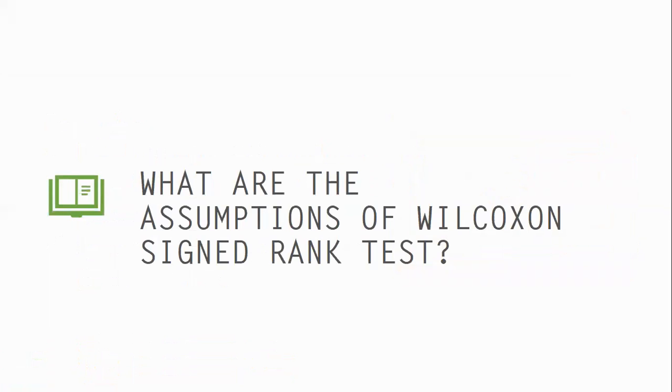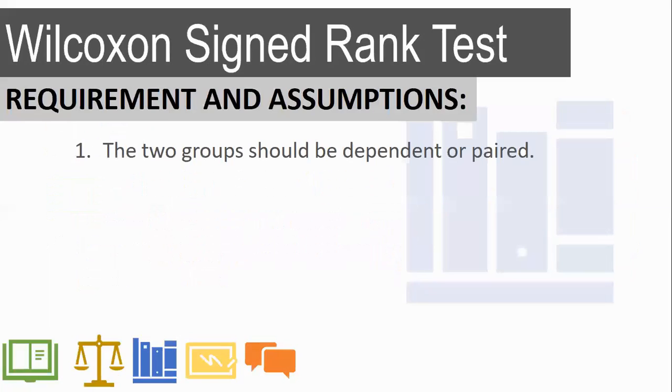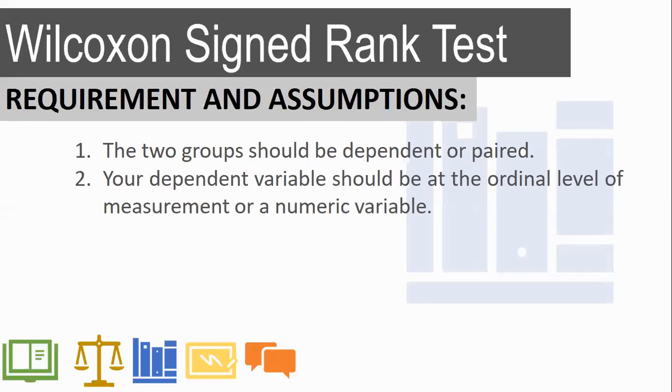Now, what are the assumptions of the Wilcoxon signed-rank test? Number 1, the two groups should be dependent or paired. Number 2, your dependent variable should be at the ordinal level of measurement or a numeric variable. These are the only assumptions of the Wilcoxon signed-rank test. We don't need to check for outliers and normality of the difference of the paired observations.